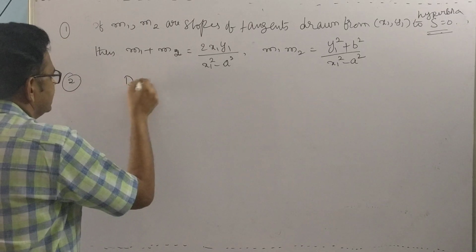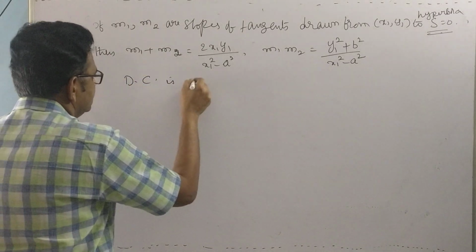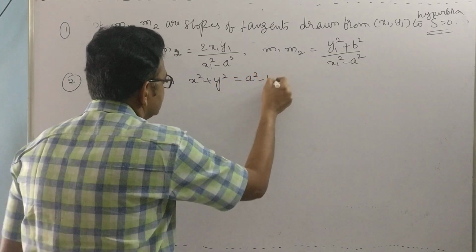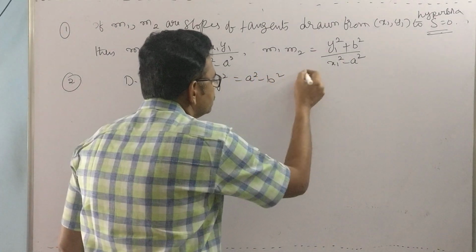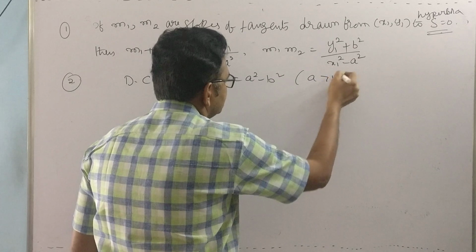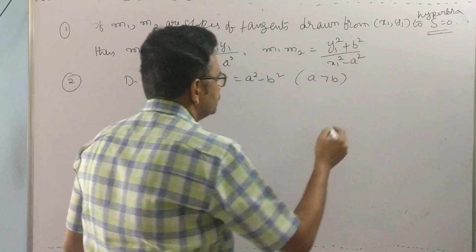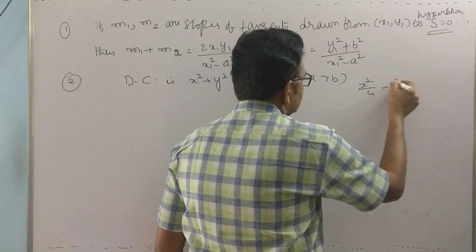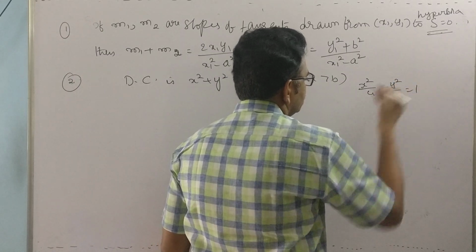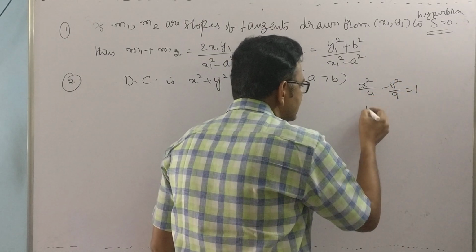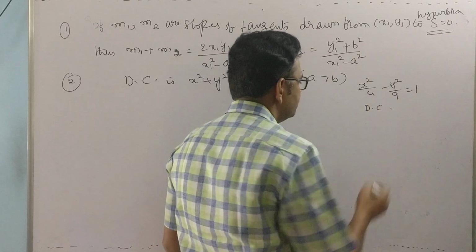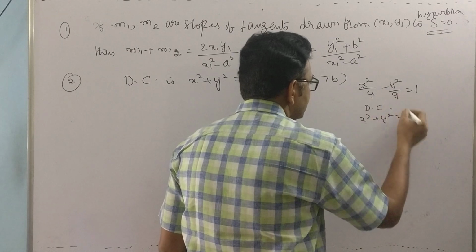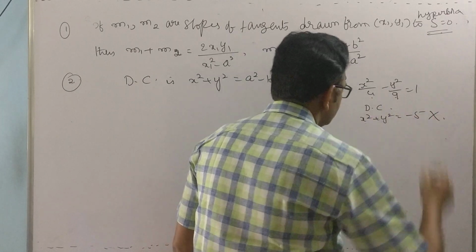Next, director circle is x square plus y square equal to a square minus b square. It exists only if a is greater than b. Suppose for the hyperbola x square by 4 minus y square by 9 equal to 1, the director circle does not exist. Why? Because x square plus y square equal to a square minus b square is minus 5, which is not possible.